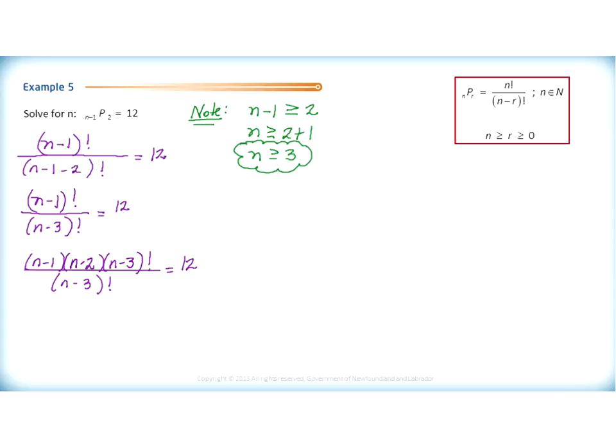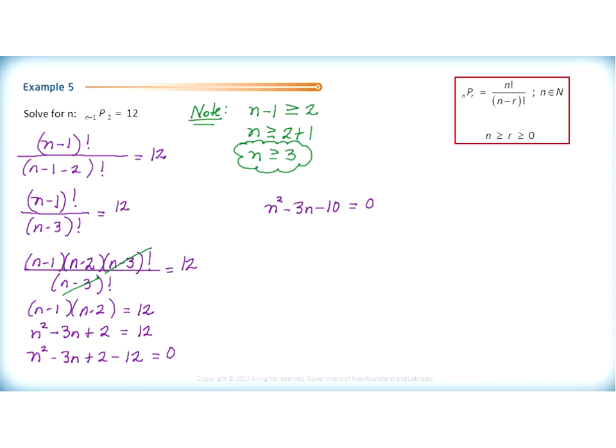So when we cancel that, we are left with n minus 1 times n minus 2 is equal to 12. In this case, we can multiply using the FOIL method to get n squared minus 3n plus 2 is equal to 12. Bring all terms to one side, and we have n squared minus 3n plus 2 minus 12 is equal to 0. Therefore, n squared minus 3n minus 10 equals 0, and that can be factored. It can be factored as n minus 5 multiplied by n plus 2 to equal 0.